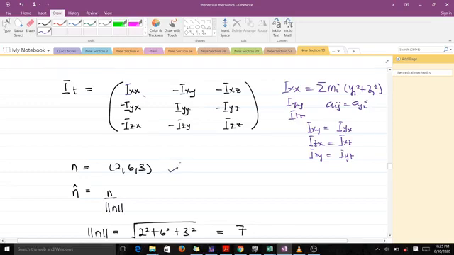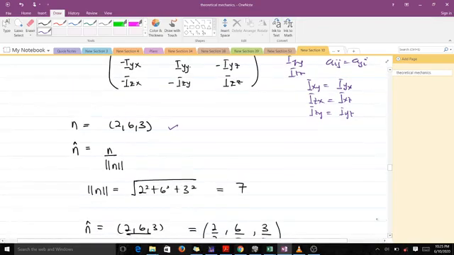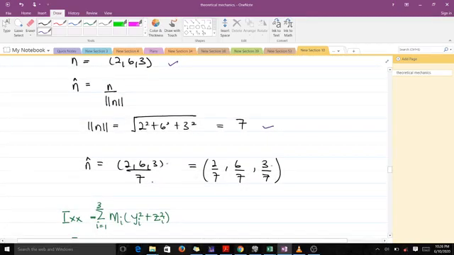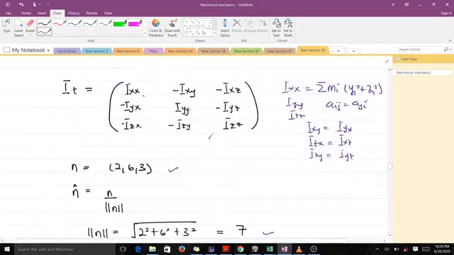So this is our axis of rotation n. So recall that in the formula we use n cap. So n cap, as I said, we just have to find the unit vector of our n. So that is going to give us n over the magnitude of n. The magnitude of n is computed here to be 7. So that means our n cap is going to be n over 7, which gives us this particular vector here. So now we are supposed to find the 6 things in the inertial tensor. It's a matrix.